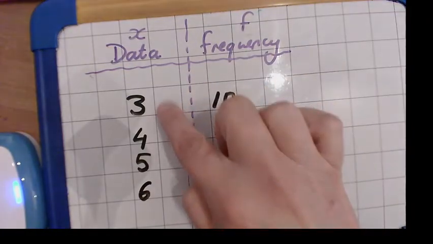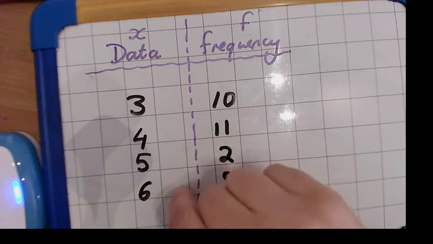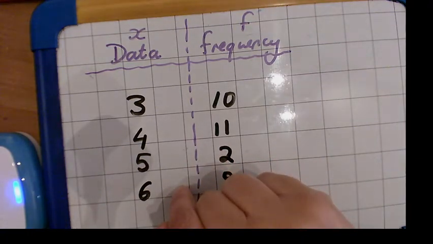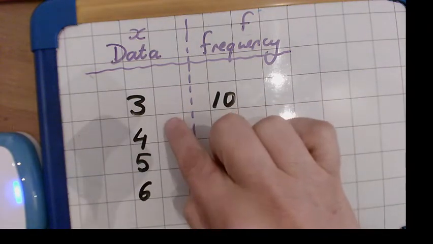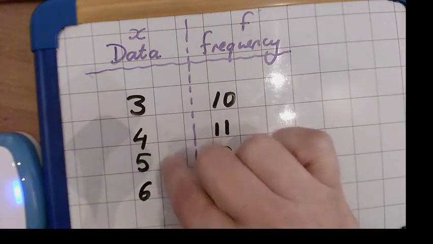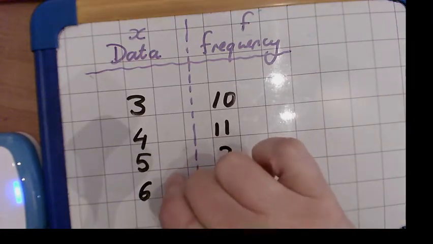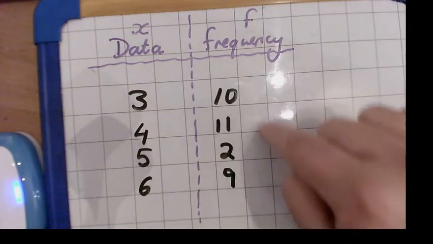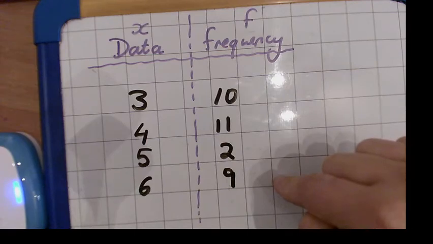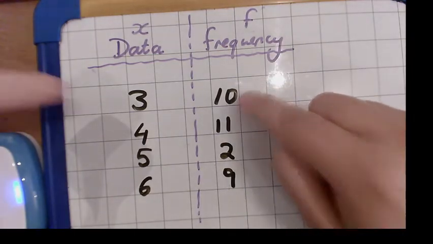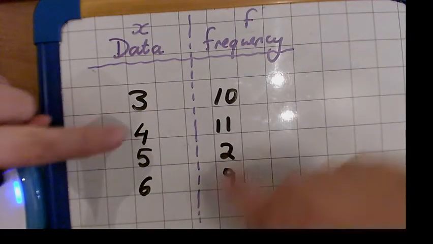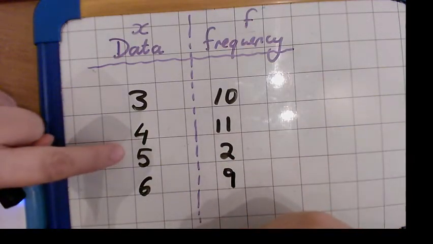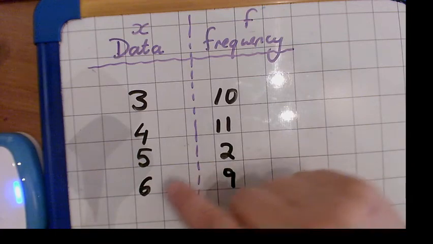So the first column will be whatever data we're studying. So you can think about how many lessons you have taken part in today. Did you just have 3 lessons, 4 lessons, 5 lessons, or did you have a whole 6 lessons today? In the frequency column, it's how many people. So 10 people had 3 lessons today. 11 people had 4. 2 people had 5 lessons and 9 people had 6.